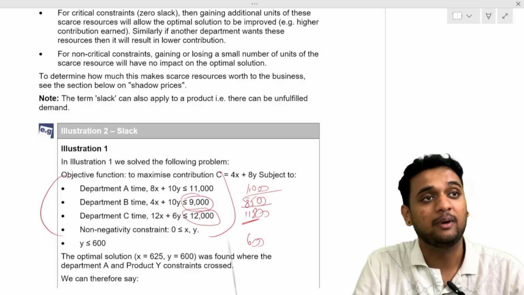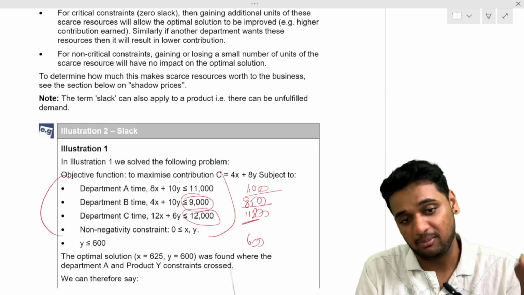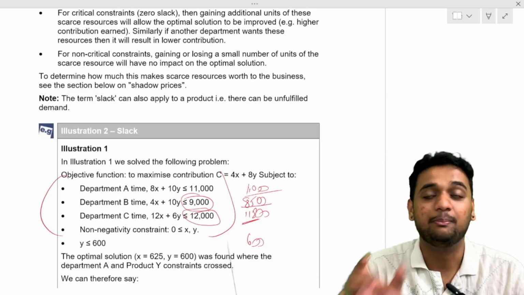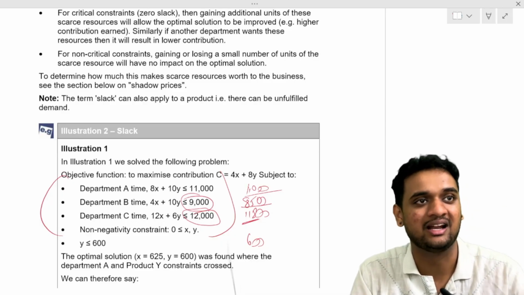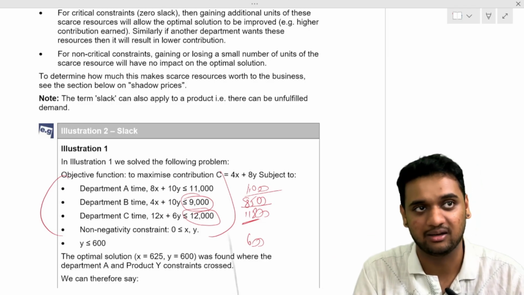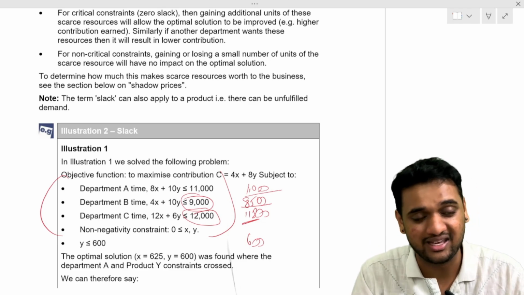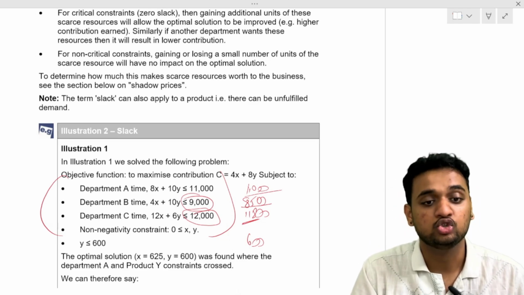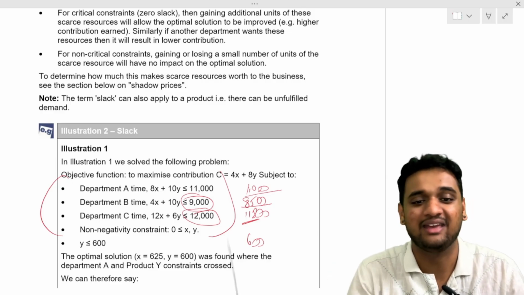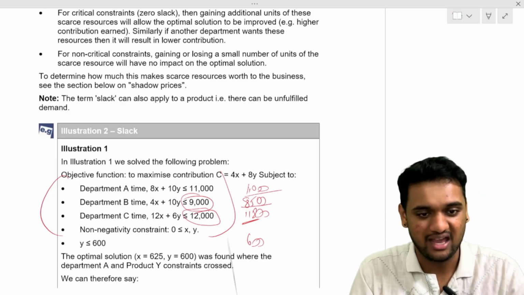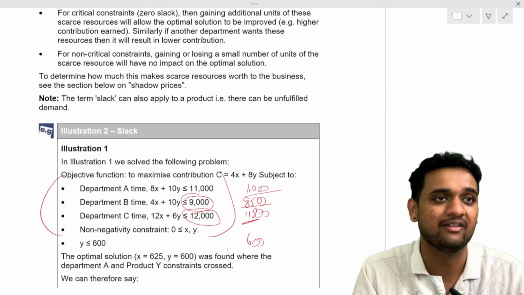So Department A is a constraint. Department B is also a constraint. Department C is also a constraint. Department A is a critical constraint because we don't have even 1 hour extra in Department A. Department B is a non-critical constraint. Department C is a non-critical constraint. So in non-critical constraints, that is in departments where we have extra hours available, we have 9,000 and use only 8,500. We have 12,000 and use only 11,800.